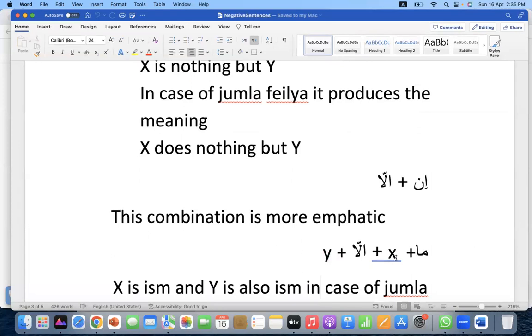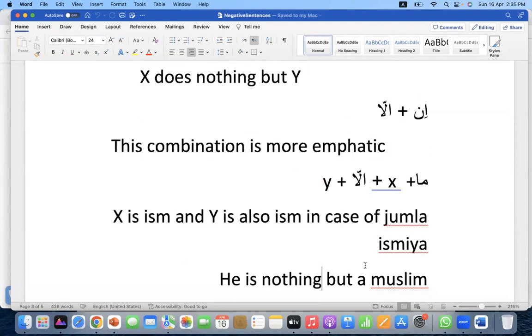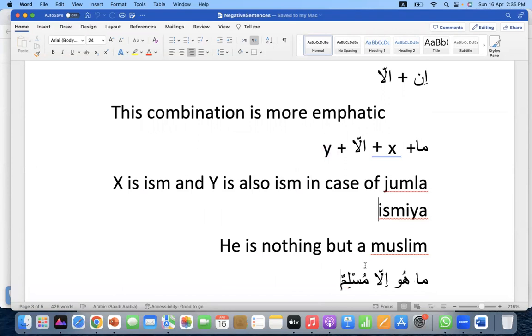So you have in X illa Y. So X is nothing but Y. And the in illa combination is more emphatic than ma illa, but both are used for restriction. Now, in case of jumla fi'liyya, you will have ma, then X will be a verb, except illa, then Y. Y will be either an ism or a verb. So in that case, how to translate?